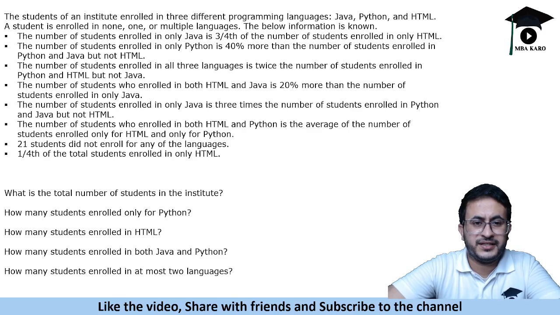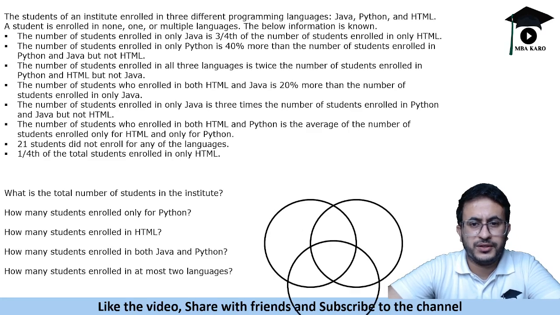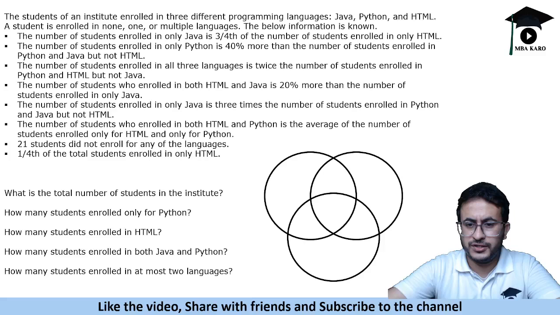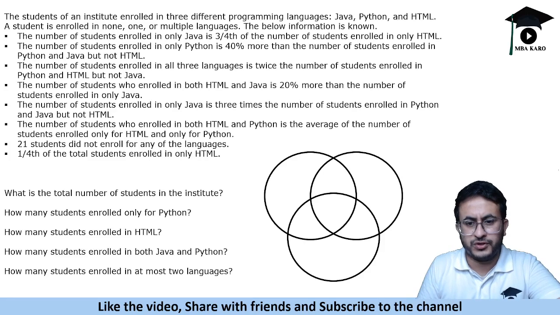It says that in an institute there are students enrolled in 3 different programming languages, Java, Python and HTML, and a student is enrolled in none, one or multiple languages. Okay. So let's look at the Venn diagram and try to solve it.